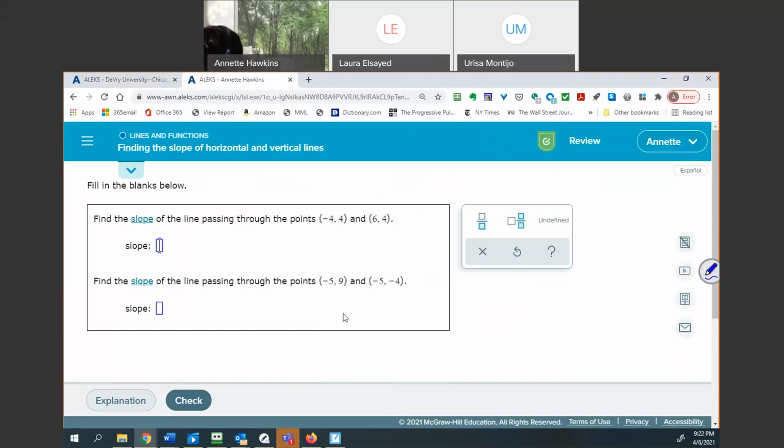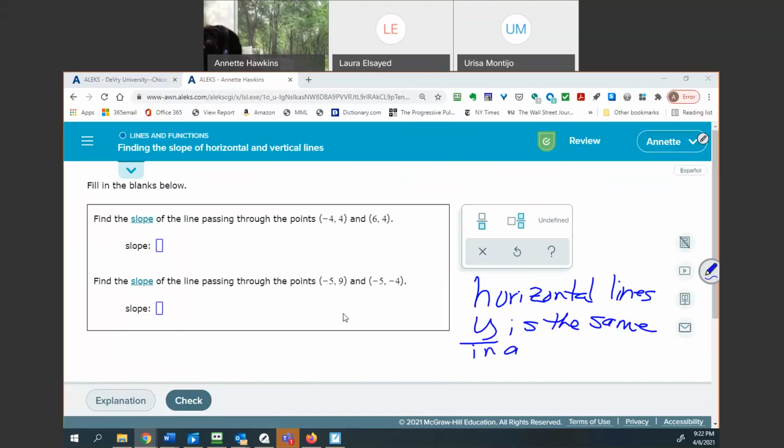So we found out that horizontal lines, and I think this could make your work easy. So with horizontal lines, y is the same in all points, and the slope is 0. So let's see. This must be a horizontal line.